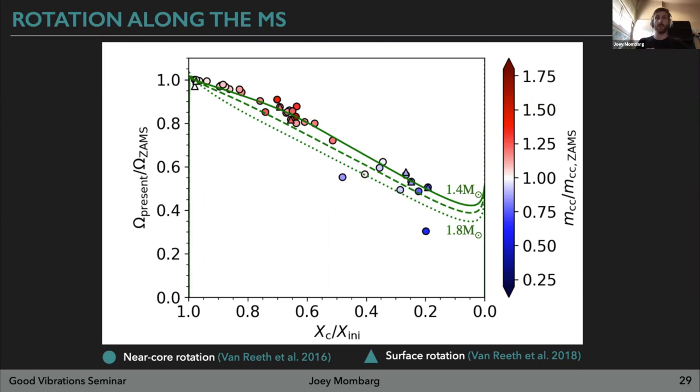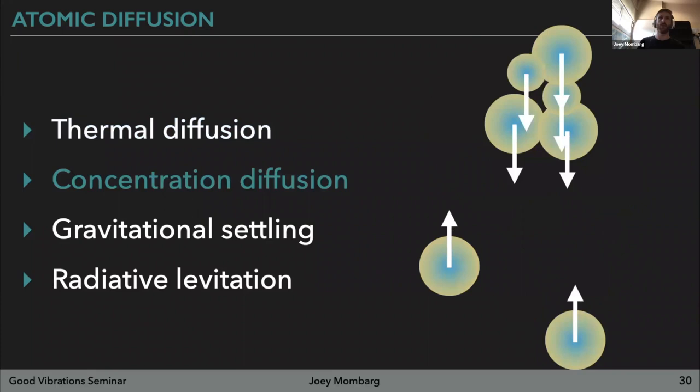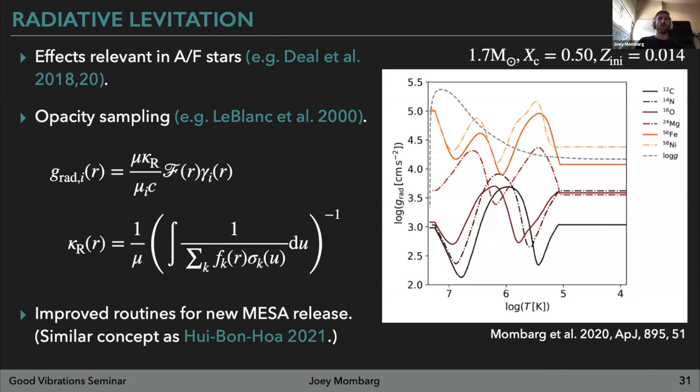All right, I want to dedicate the last few minutes of the talk to the new generation of models, which will include atomic diffusion. I'm using this as an umbrella term for thermal diffusion, concentration diffusion, gravitational settling, and radiative levitation as well. Atomic diffusion has already been shown to be quite relevant in A and F stars, for example, by Morgan Deal.